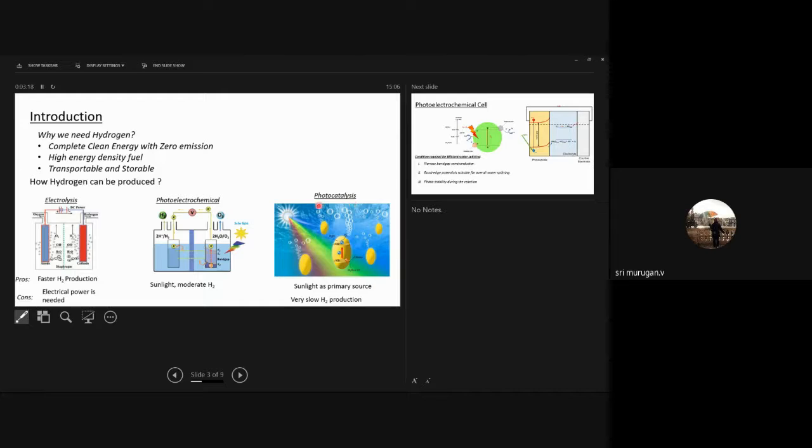Whereas in photocatalysis methods, it's similar to the photoelectrochemical method where sunlight is used as the primary source, but the hydrogen production is very slow, because we are not supplying any external supply. Here, in the photoelectrochemical cell, we are supplying an external source, but it is very small, in the order of 0.1 volt.